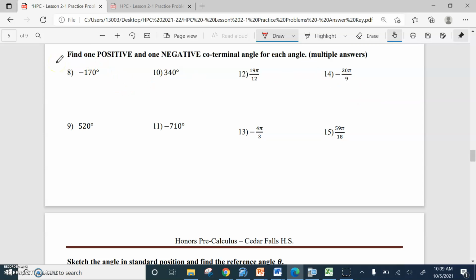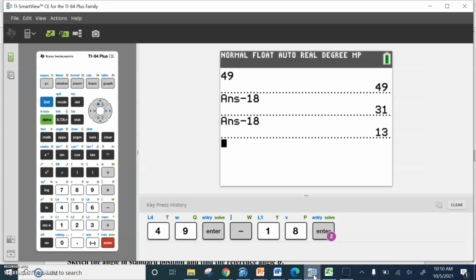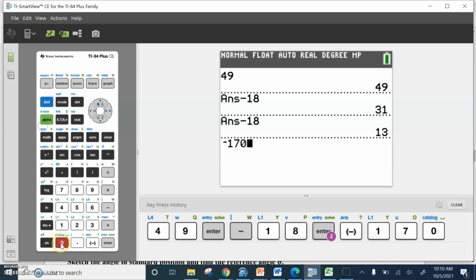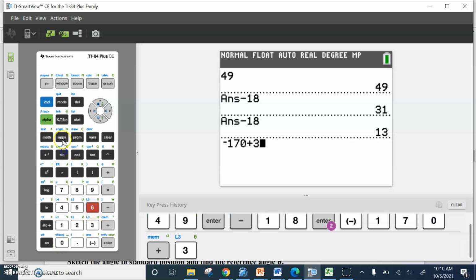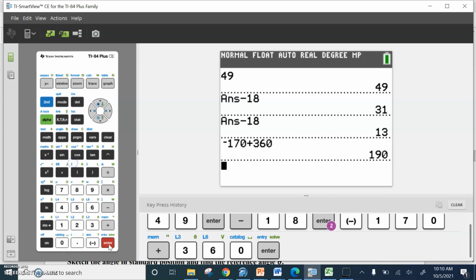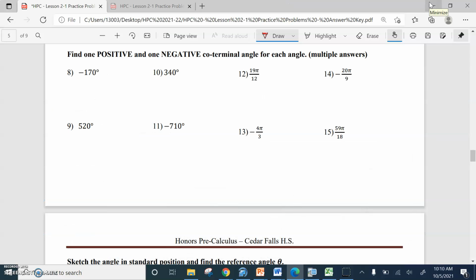So question 8, our first problem with this, it's asking for one positive and one negative. The first thing I'm going to do is just take in my calculator negative 170. I'm going to add 360 degrees to that. So I'm at 190. So one answer is 190 degrees. That is a positive coterminal angle.